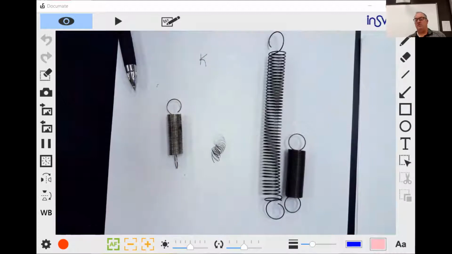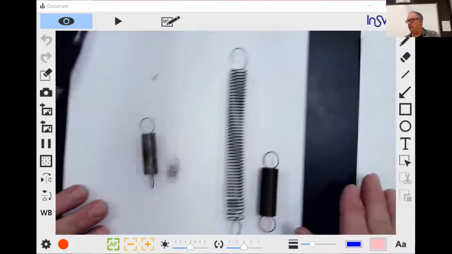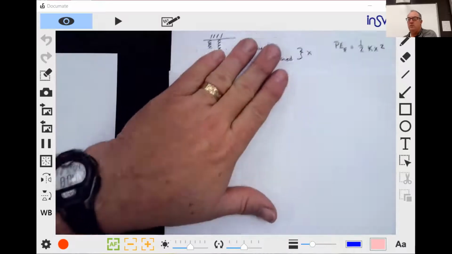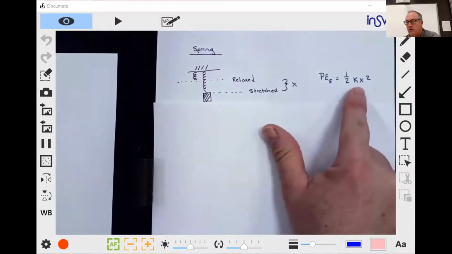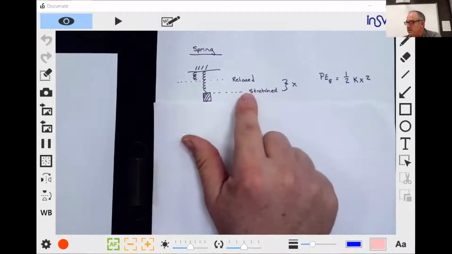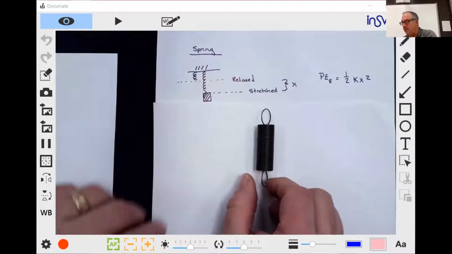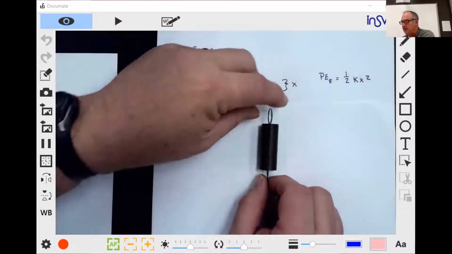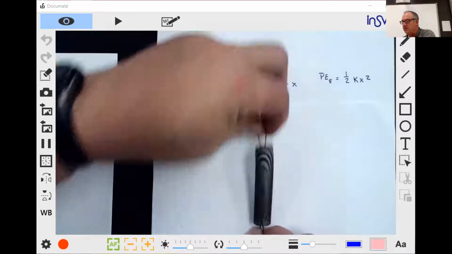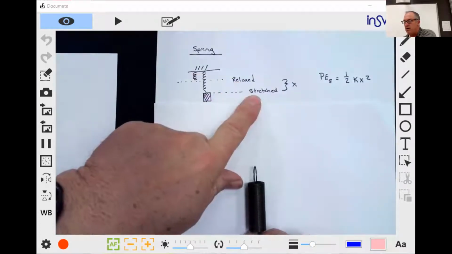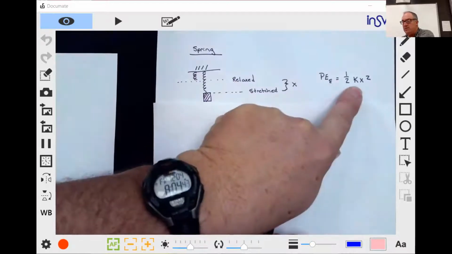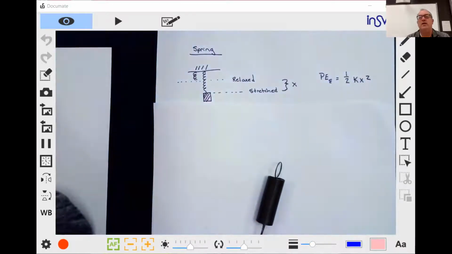The other part we need to be concerned about is finding that x value, this value that we use in this formula. It's the distance that is the difference between when it's relaxed, when it's just like this, versus when you put the force on it and it's stretched out. The difference between the relaxed and the stretched out part, that is the x that we want to use in the formula. So another way to look at that and give you another visual of that is right here.